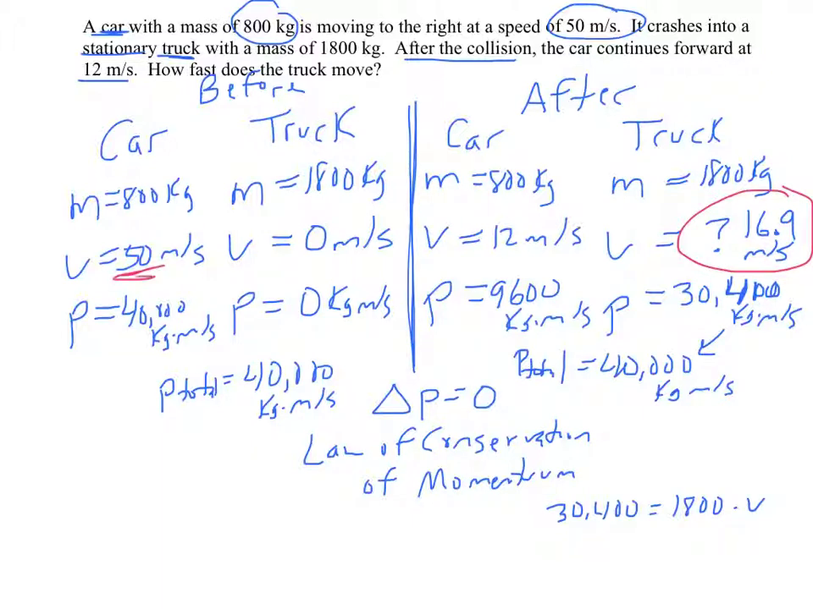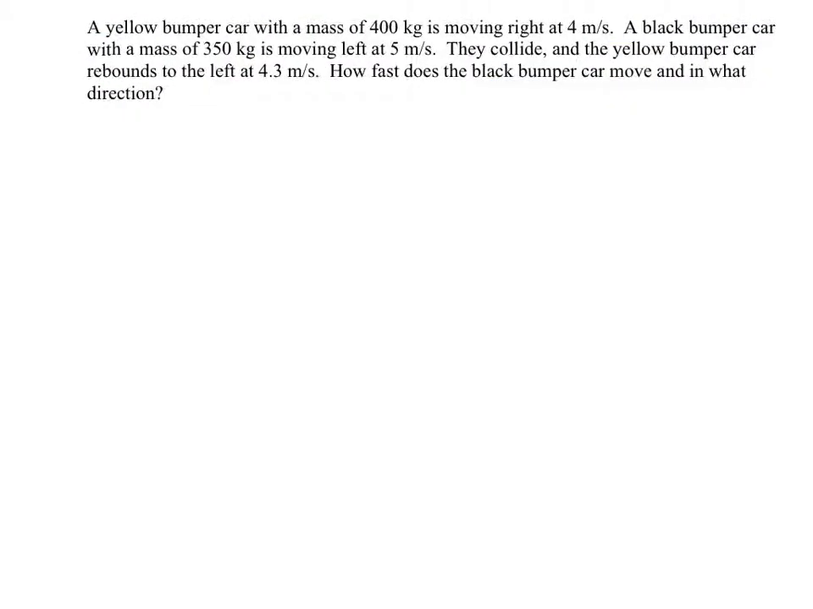So the car was going 50, and it transferred a lot of momentum to the truck, but the truck is more massive, so the truck's not going to be going nearly as fast as the car was. Plus, the car still retained some of its momentum. And that's how you do it. So let's do one more just to get the idea.